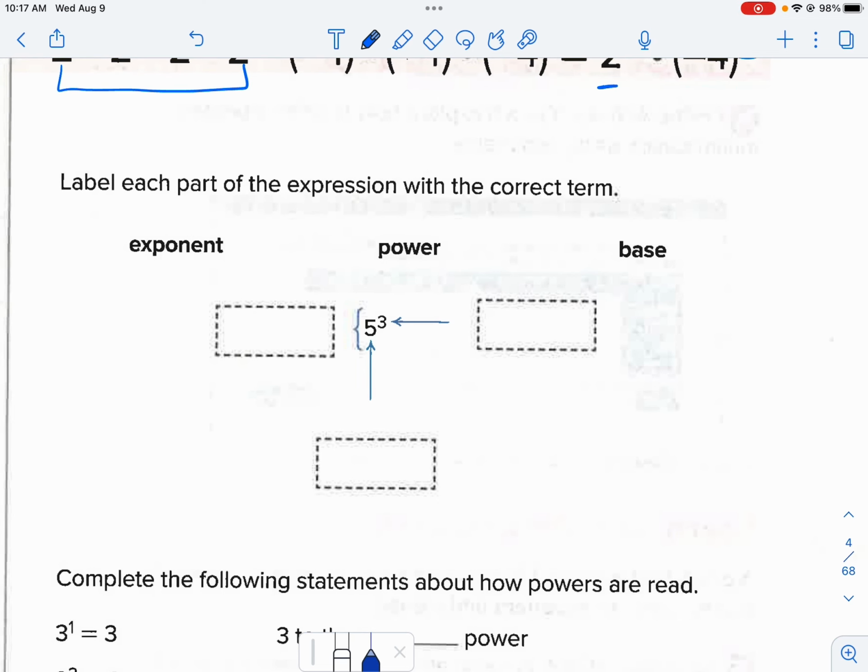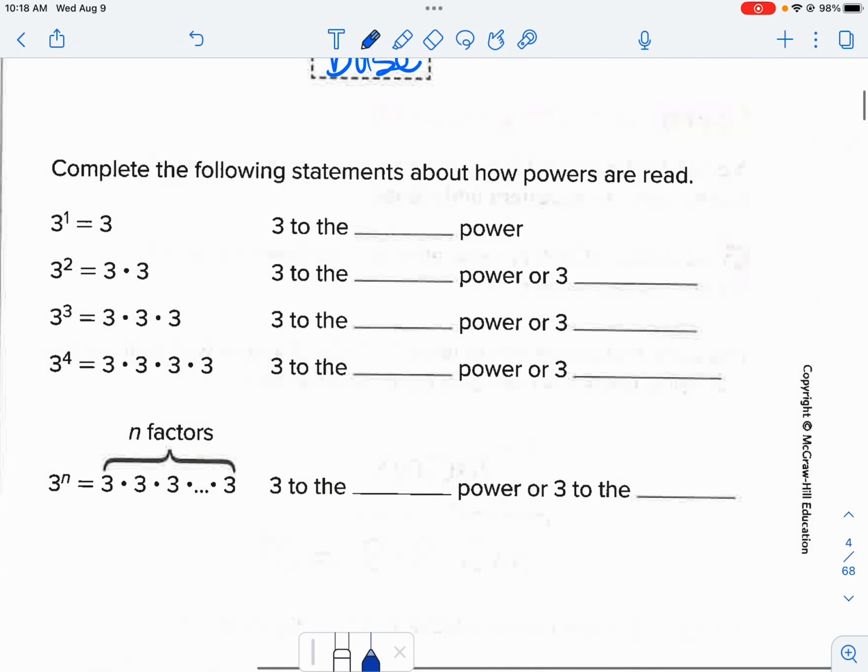So if I'm looking at this whole thing right here, that's what it's asking right there. This is a power, so this should be power. Okay? I want to get rid of my circling. Then this part that's right here, that is your exponent. And then the number 5, that is your base. So right here, it says 3 to the what power?